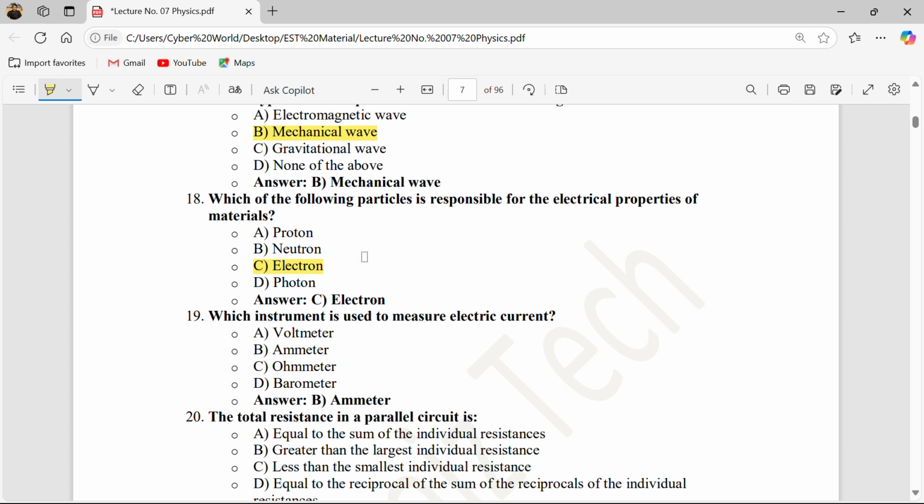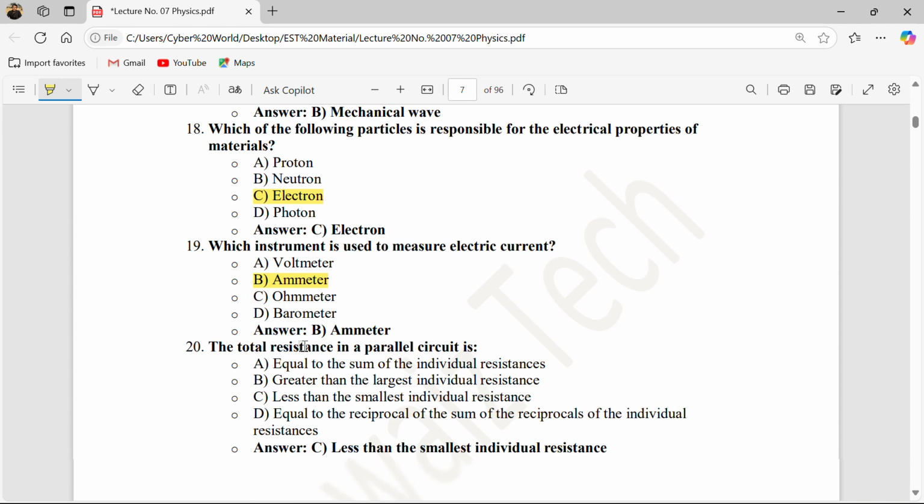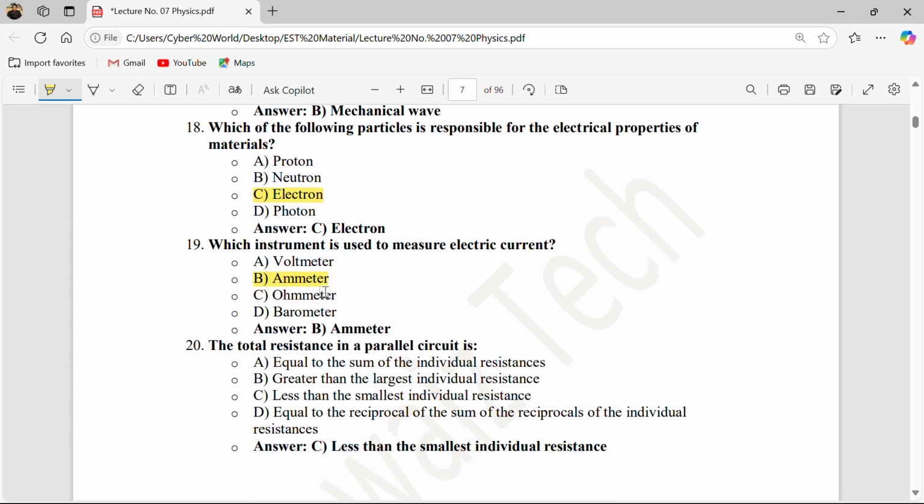Which instrument is used to measure the electric current? Yes, ammeter. Galvanometer is also a device, but here there is no option for the galvanometer. Voltmeter is to measure the voltage. Ohm meter is to measure resistance, and barometer is something else. And the correct answer is the ammeter, which is used to measure a large amount of current.